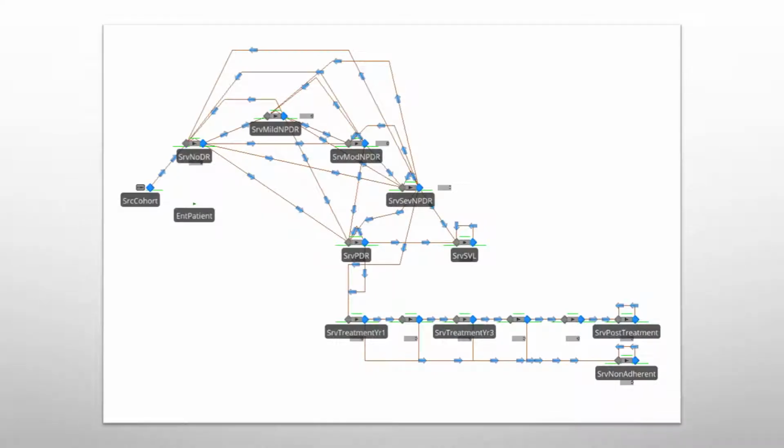This is simply a diagram of the semio model that is built. At the top part, you can see the disease model that was just demonstrated. You can see the source for the patients coming in. And then you have the treatment model down below, and you have the two absorbing states, post-treatment and non-adherent. And you can see that there are connectors from PDR and severe NPDR to the treatment model.